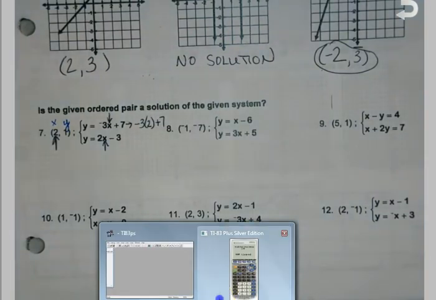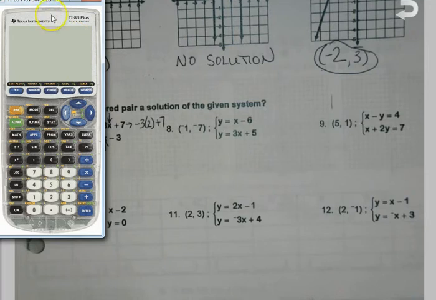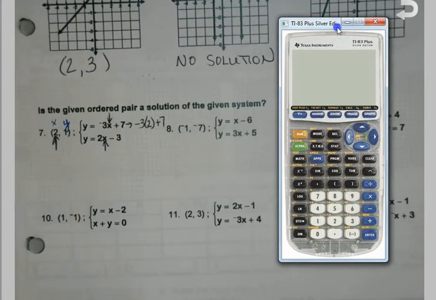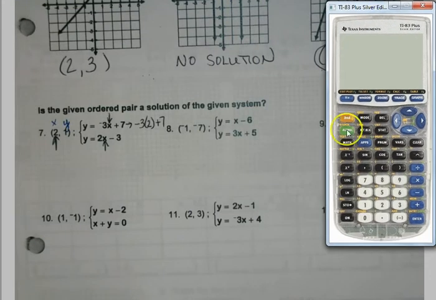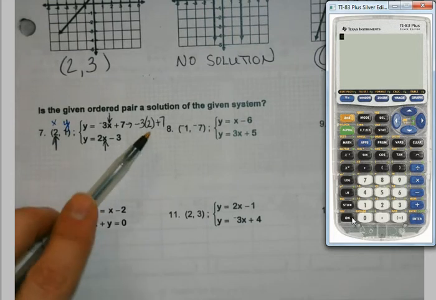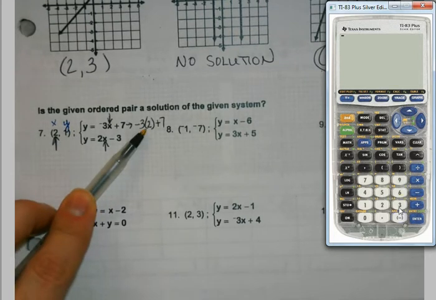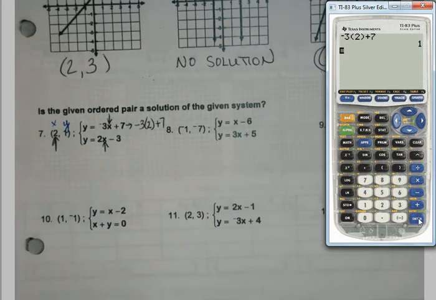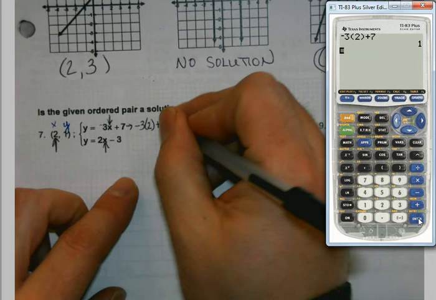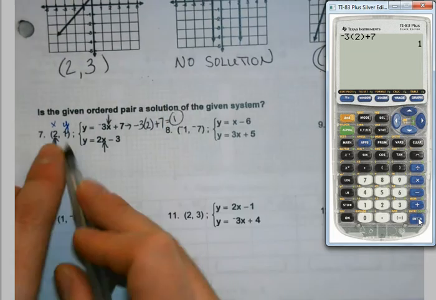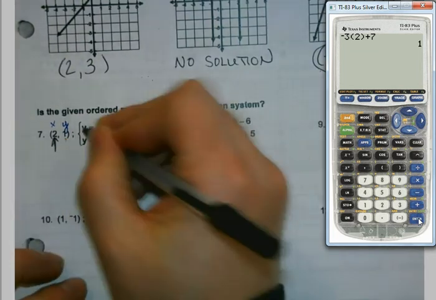And again, I keep saying it, and I'm hoping some of you believe me, because I'm being honest when I say it: go to the calculator if you want to. If you're not sure on this one, it's okay to type in -3 times 2 plus 7 and see what the answer is. The answer I get is 1, which is the y value. It checks out.